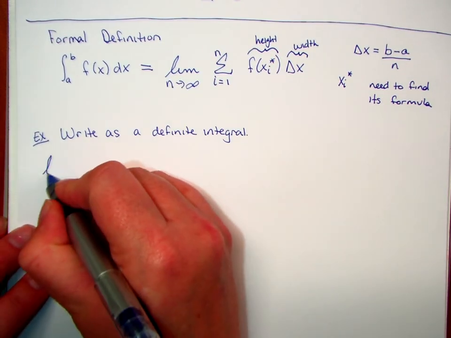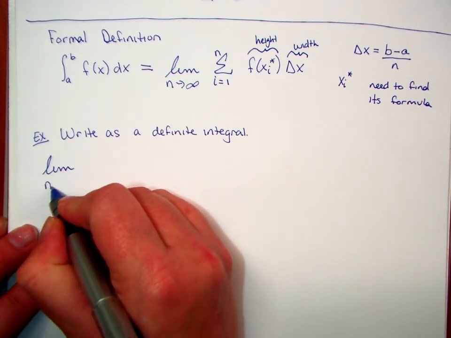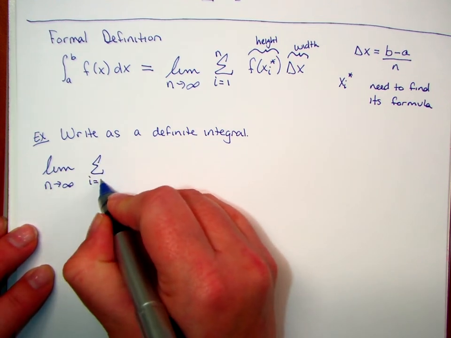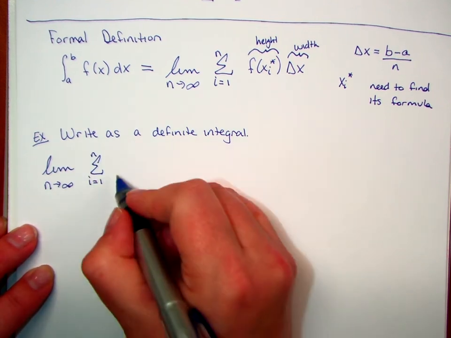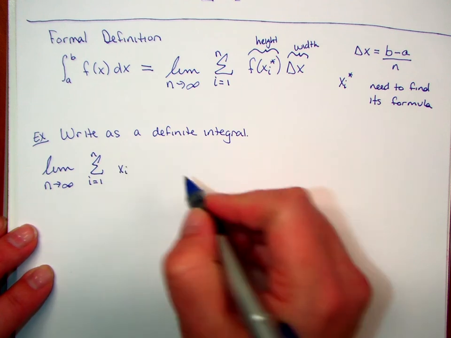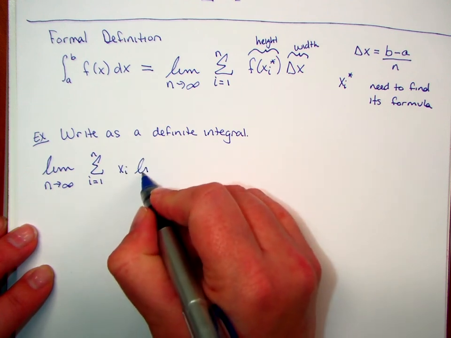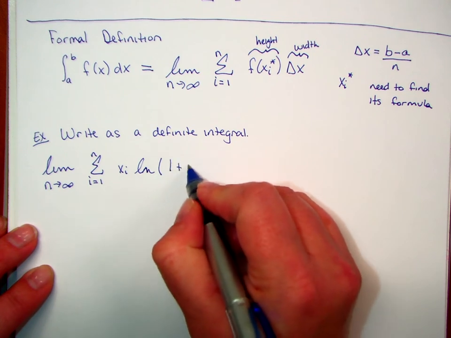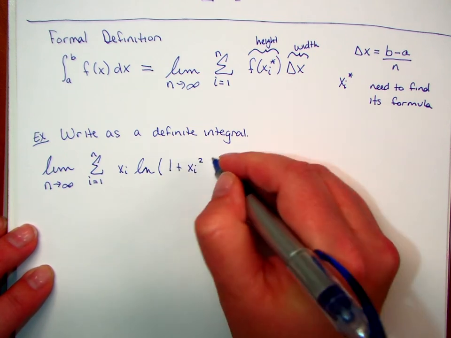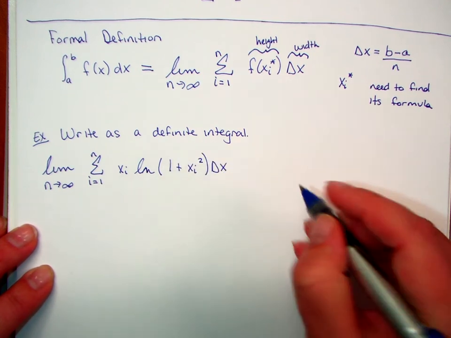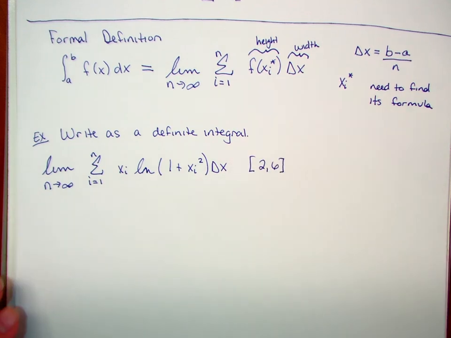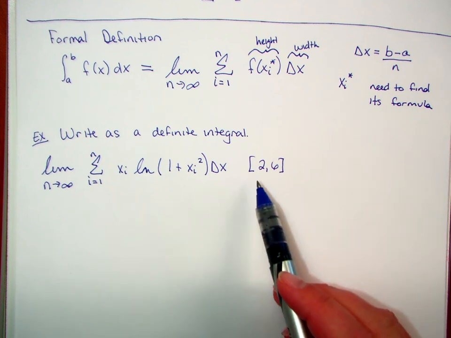So the first example: the limit as n goes to infinity of the sum from 1 to n of x sub i times ln of 1 plus x sub i squared times delta x. Right, and so we're going to let our area go from 2 to 6.